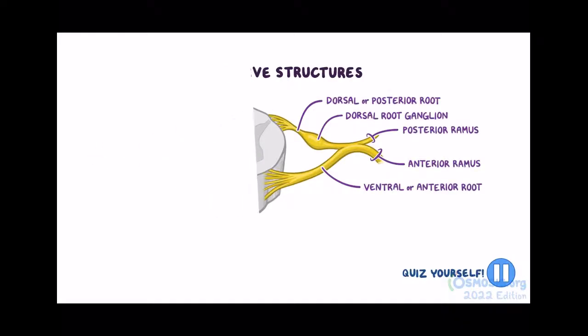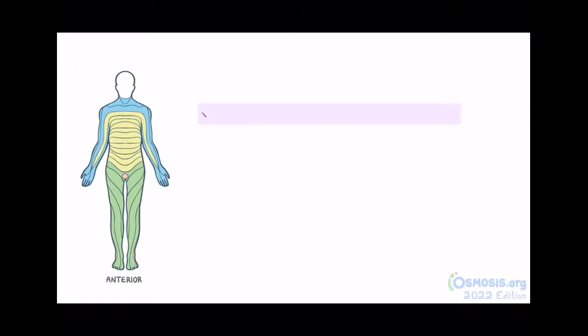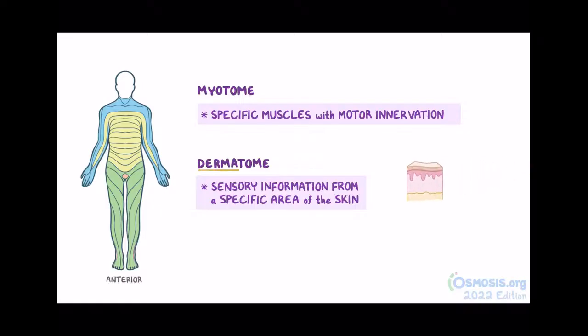Great! Now, each spinal nerve innervates a particular area of the body. The specific muscles that each spinal nerve supplies with motor innervation is called a myotome. Each spinal nerve also receives sensory information from a specific area of the skin, which is called a dermatome. You can easily remember these terms since derma in Greek means skin and myo refers to muscles.